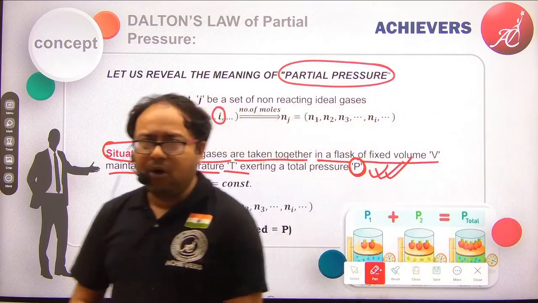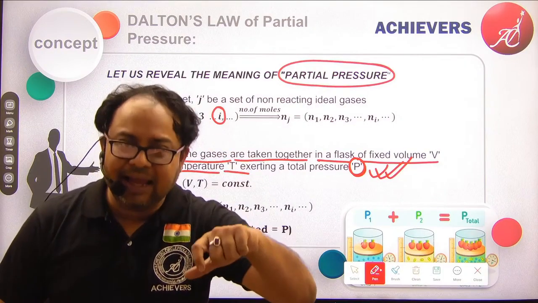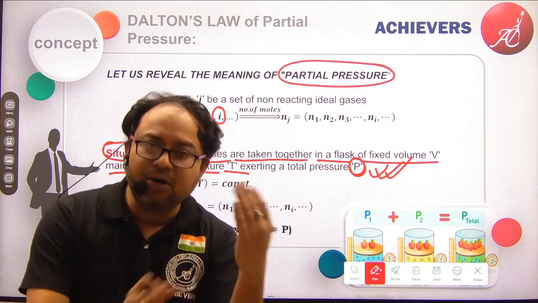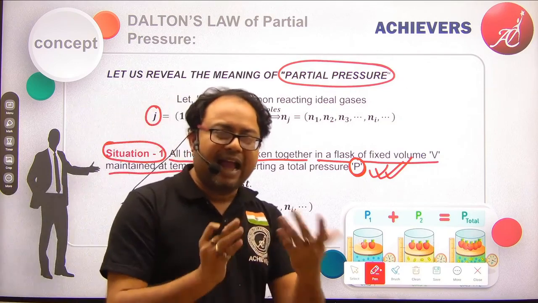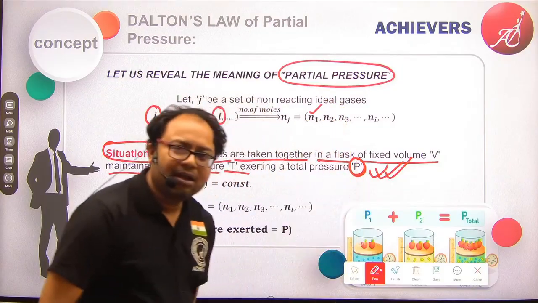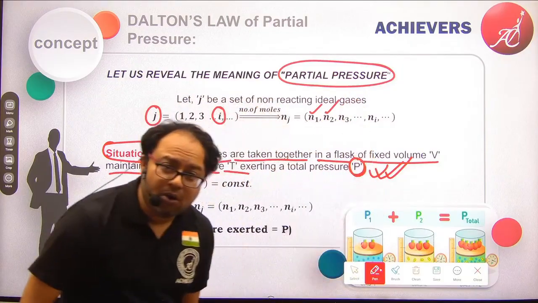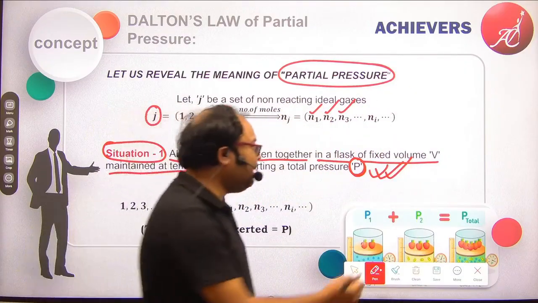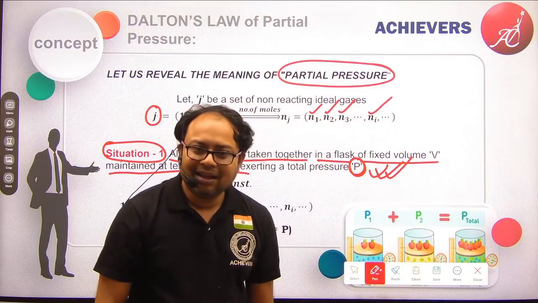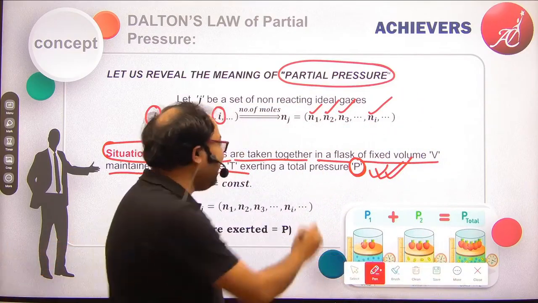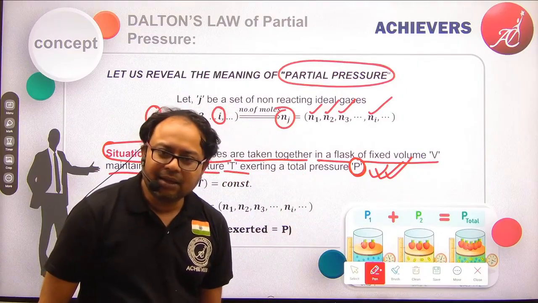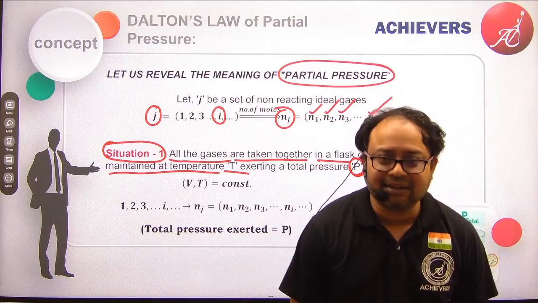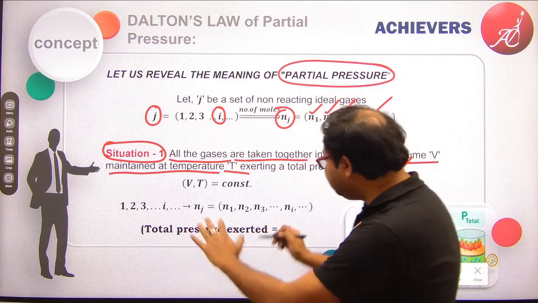And the number of moles are denoted as small n with the subscript, which denotes a particular gas. Suppose for gas 1, the number of moles is N1. For gas 2, the number of moles is N2. For gas 3, the number of moles is N3. Any arbitrary gas I, the number of moles is Ni. And the entire set is denoted as Nj. So J is the set of gases. Nj is the set of number of moles of gases. Okay. So this is the situation.